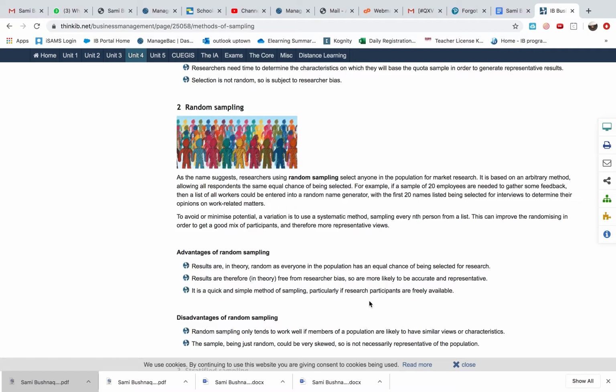That's a big advantage. Results in theory could be free from researcher bias because once again, you're not picking the people who you think would do the best or the group that you think is better. It is a quick and simple method of sampling, right? Because you usually just throw a bunch of names in hats and pull them out.